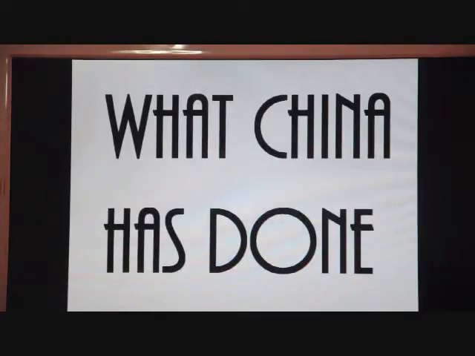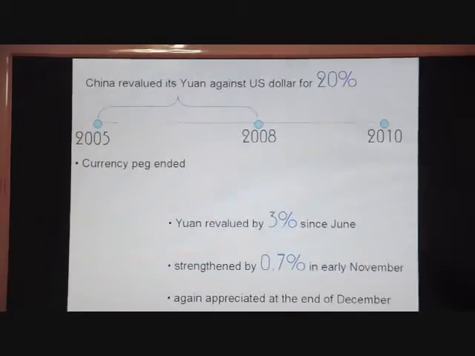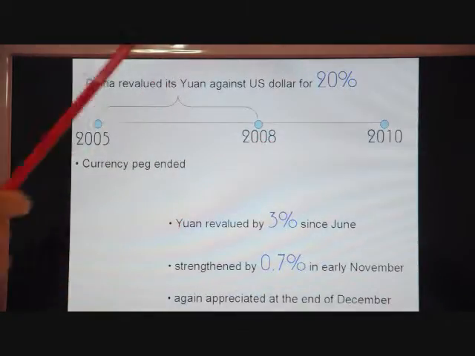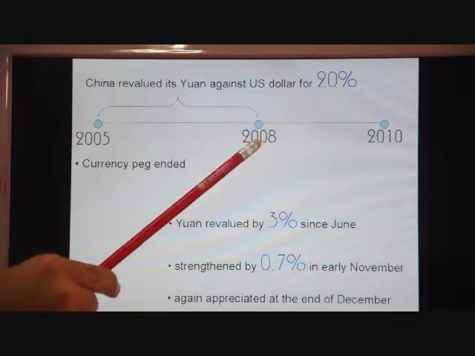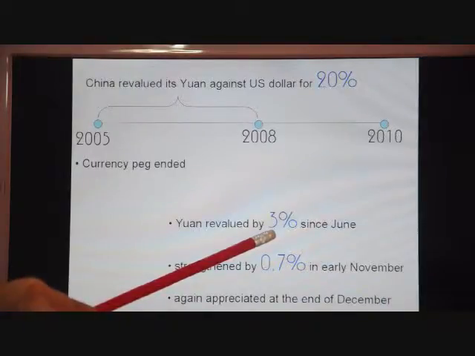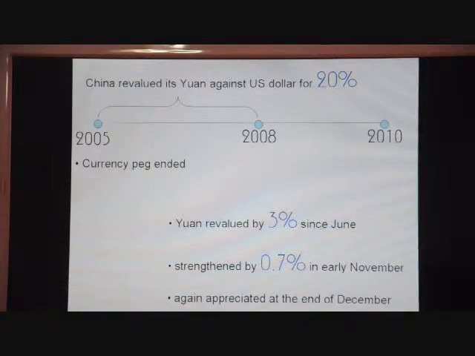Tell us more about what China has done. China has actually been revaluing its currency nearly 20% between 2005 and 2008, and now nearly 3% since June, when the government resumed the revaluing policy, having shelved it aside during the midst of the global financial crisis. In early November this year, the yuan again strengthened about 0.7% against the US dollar, its biggest 3-day advance since the currency peg ended in July 2005.